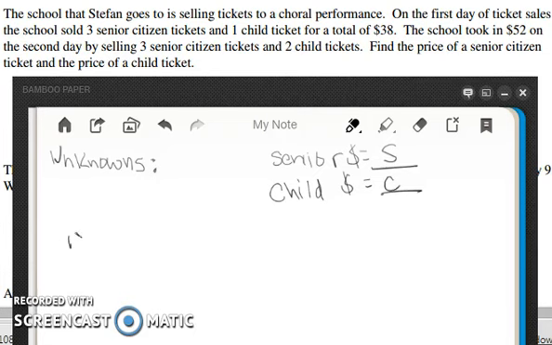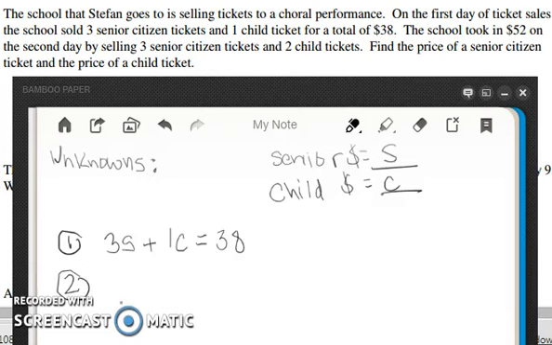So I'm going to write 1 right here to denote the first equation. So let's go ahead and we'll get started with that. The first thing is the first day. So we can make an equation out of the first day. They sold 3 senior citizen tickets. That's 3 times the amount of senior citizen tickets, plus they sold 1 child's ticket, and that equaled a total of $38. Next, it says the second day, so this would be our second equation.